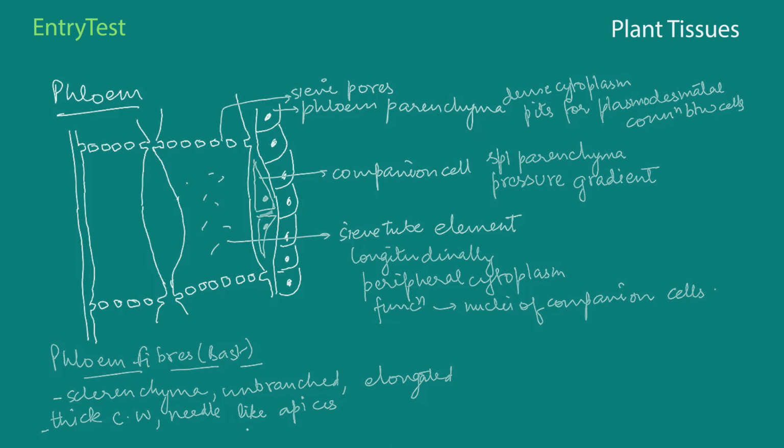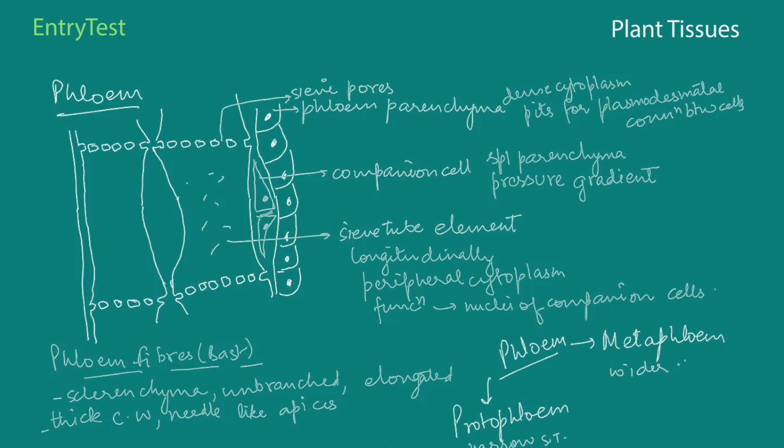And the phloem is again of two types, just like xylem. So the protophloem is the one that was formed earlier, and they have narrow sieve tubes, whereas metaphloem is the one that was formed later, and that is why it is secondary, not primary. They have wider sieve tubes. So that is all that you need to know about in this video.